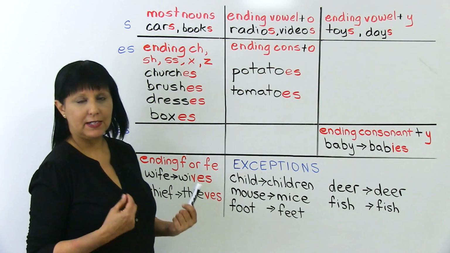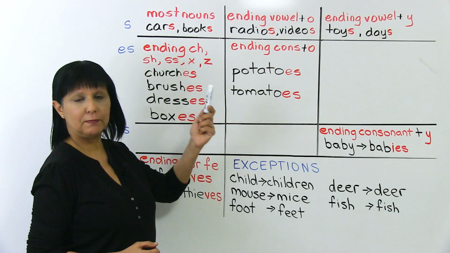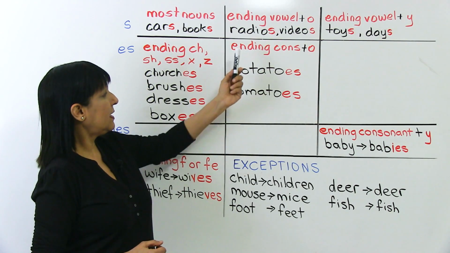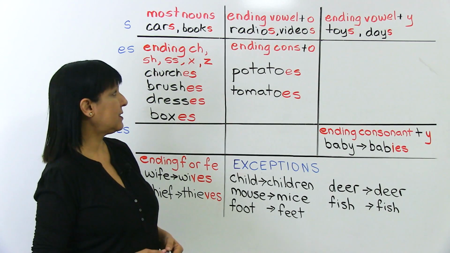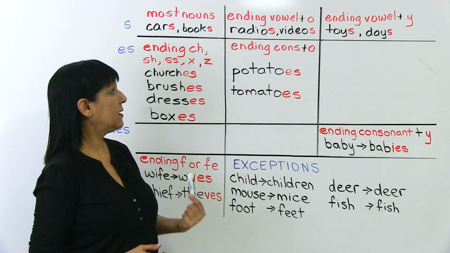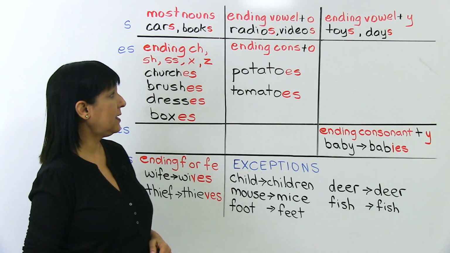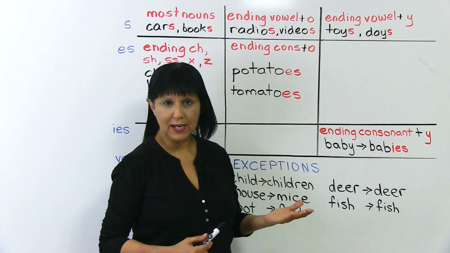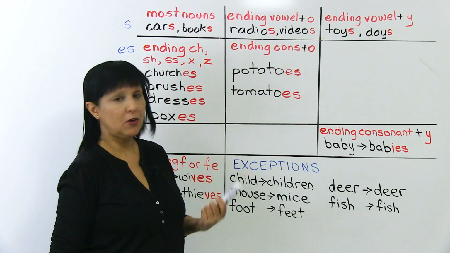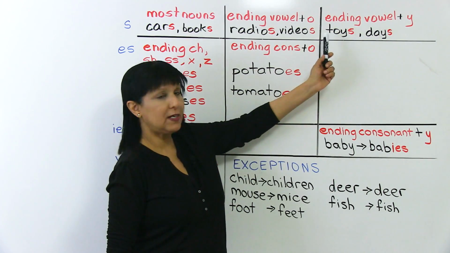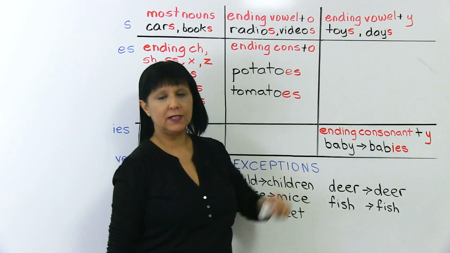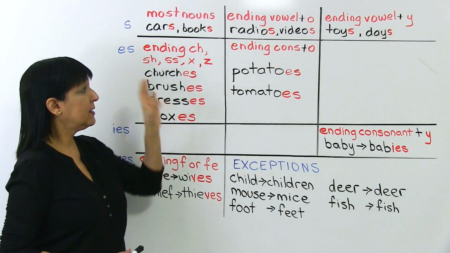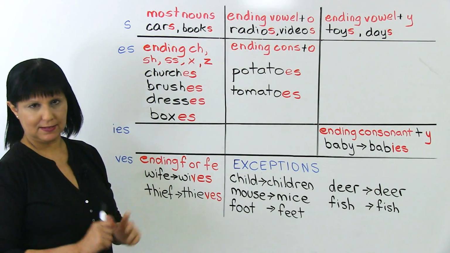If you have a noun that ends with a vowel plus an O, then you also add an S. For example, radio, radios, video, videos, okay? If you have a noun that ends in a vowel plus a Y, then you have to also add an S. Toy becomes toys, day becomes days. All right? So that's when you add an S.